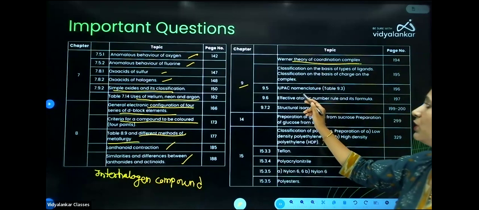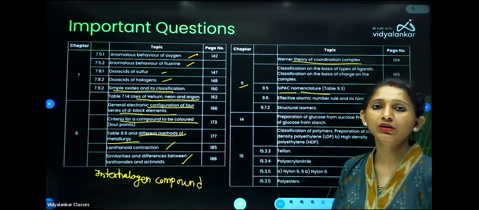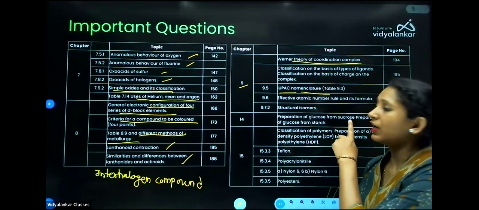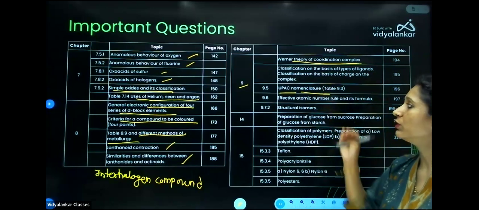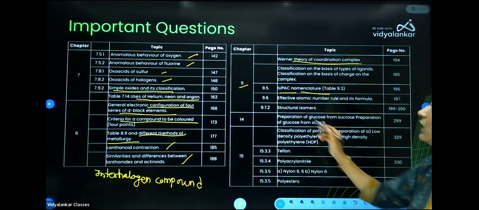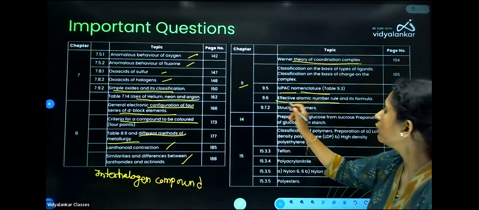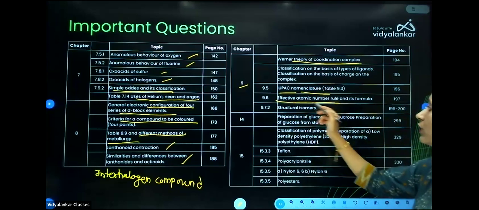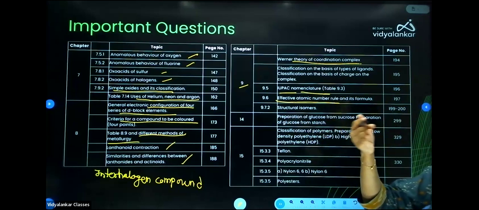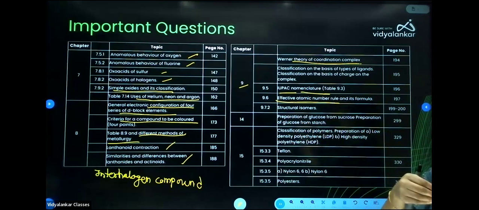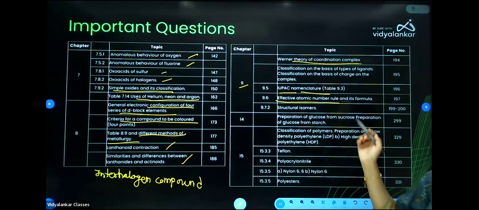After that, IUPAC naming is given for the coordination complexes. Do it properly. A 1 mark question can be asked in section A, or in B, C, D, from the IUPAC naming. After that, this is very important. Do not skip the calculation of effective atomic number. If you refer to the previous 5-6 years' question papers, you will find this question everywhere, in any of the sections, for 1 mark.